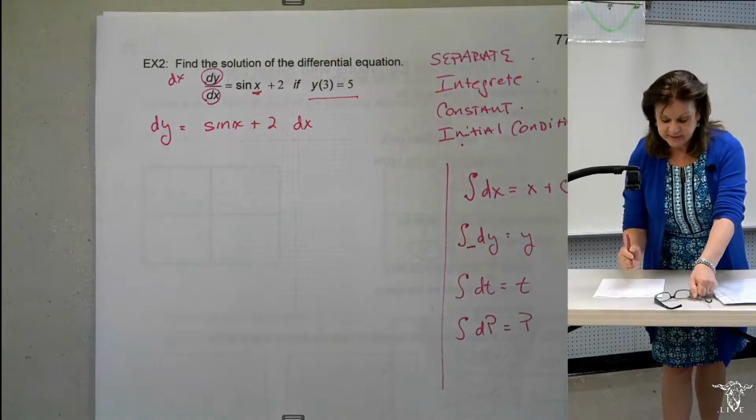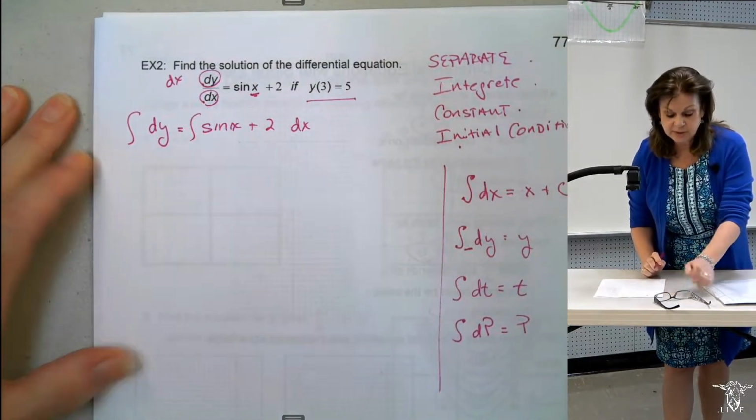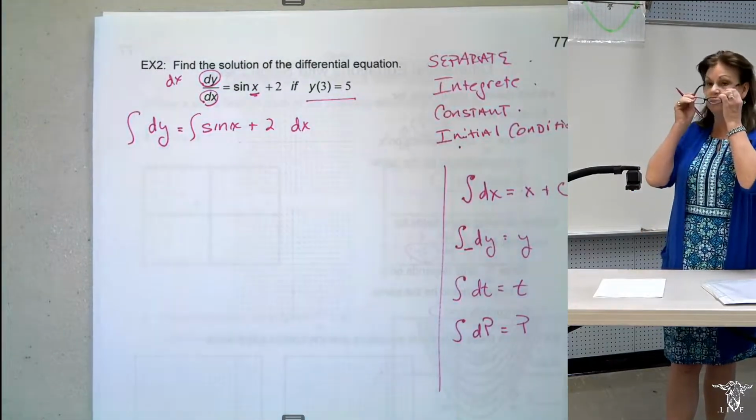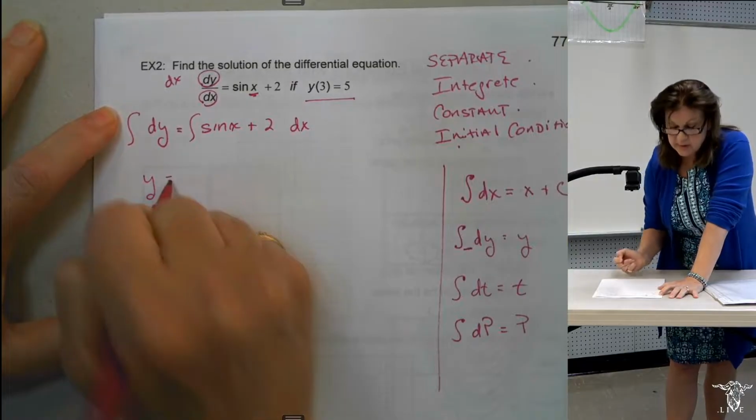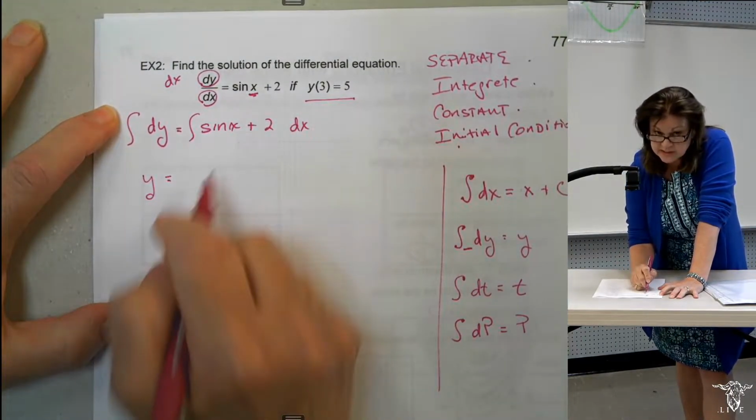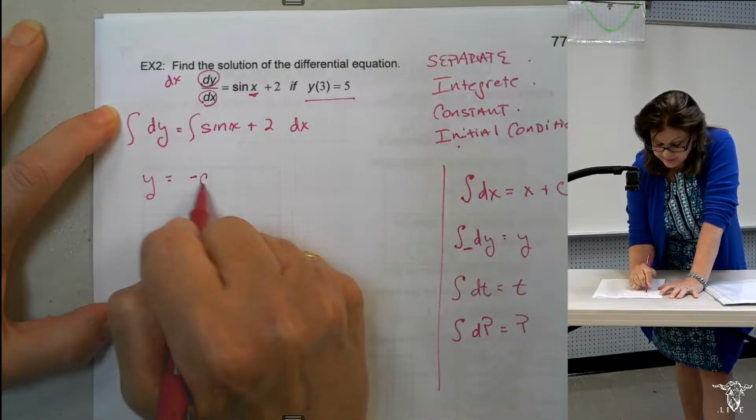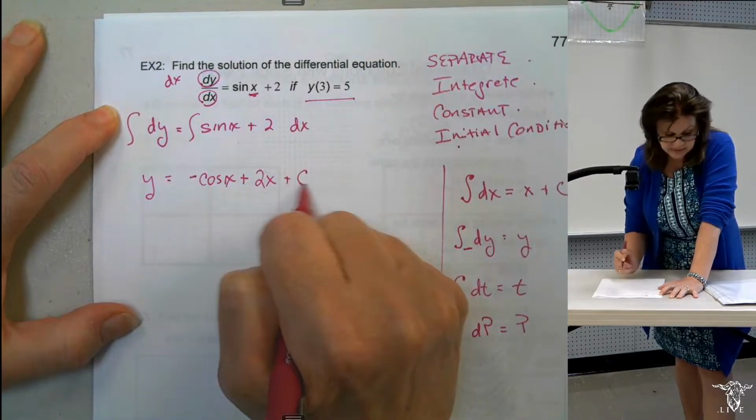Now, this next thing is integration. So the antiderivative of dy is y. The antiderivative of sine, well, it's positive sine, so be careful. So you're going to have negative cosine x plus 2x plus c.